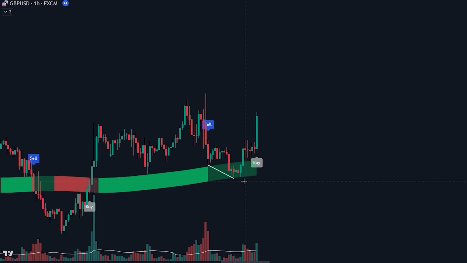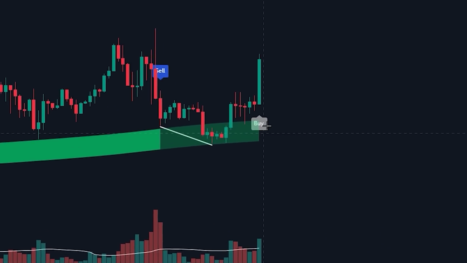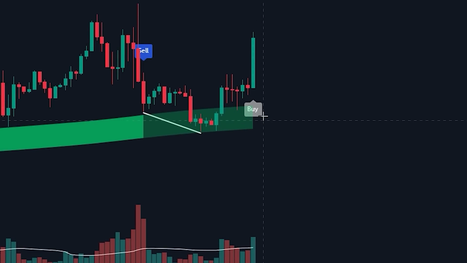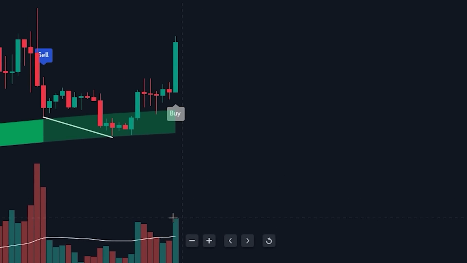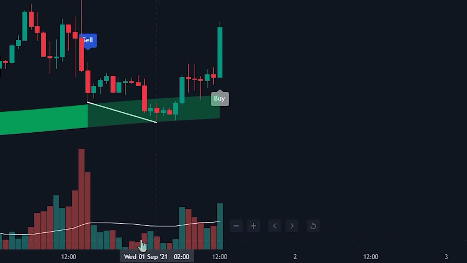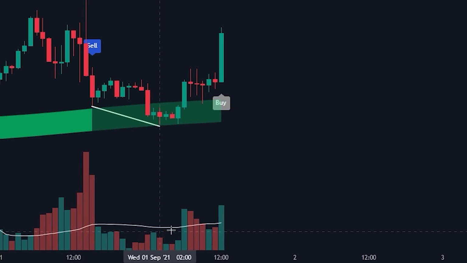After the pullback, the range filter produces a buy signal, providing confluence with the signal provided by the market bias line. The final signal that confirms the previous signals provided by the market bias and range filter indicator is provided by the volume indicator. We can see that the volume indicator is indicating that there is enough bullish volume in the market due to the bar being taller than the moving average.